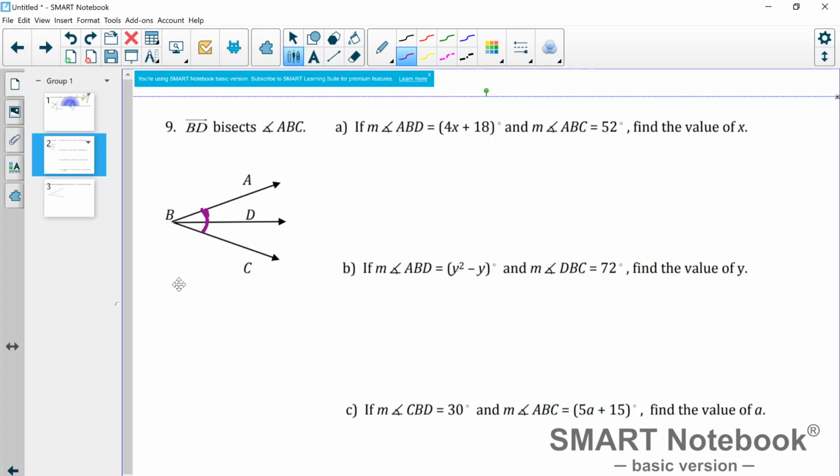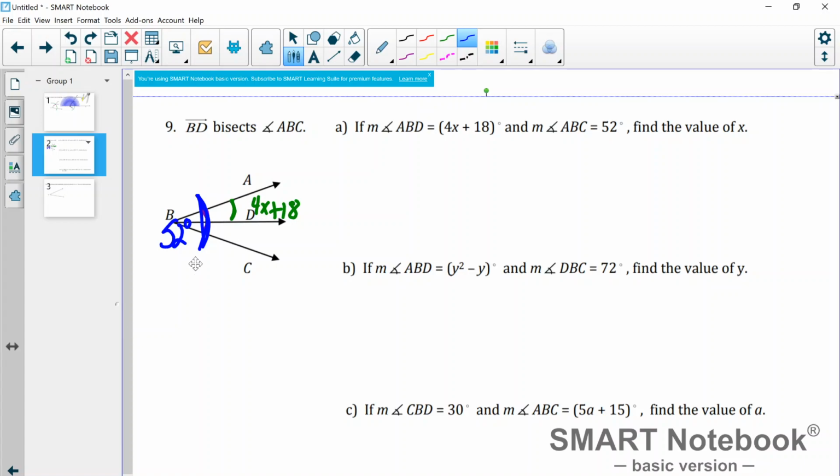We are told that if ABD is 4x plus 18 and ABC is 52, we need to find the value of x. So we are told this part right here is 4x plus 18. And we are told the full thing here is 52 degrees.